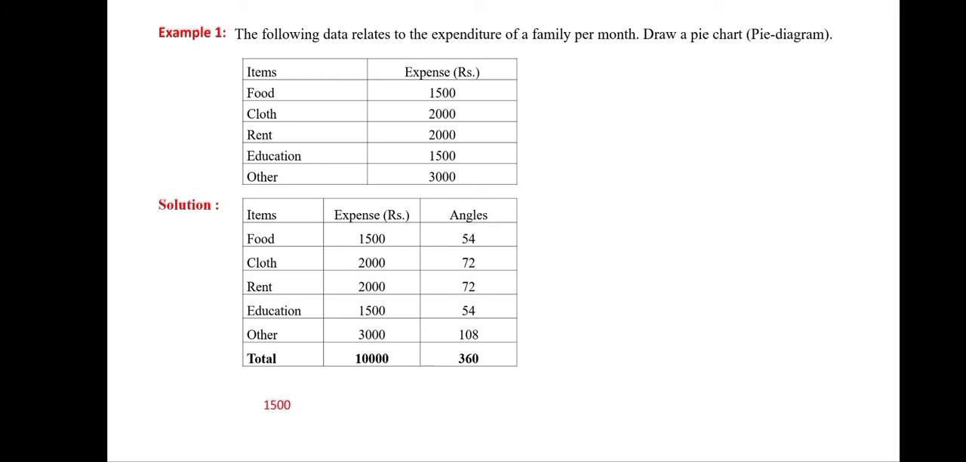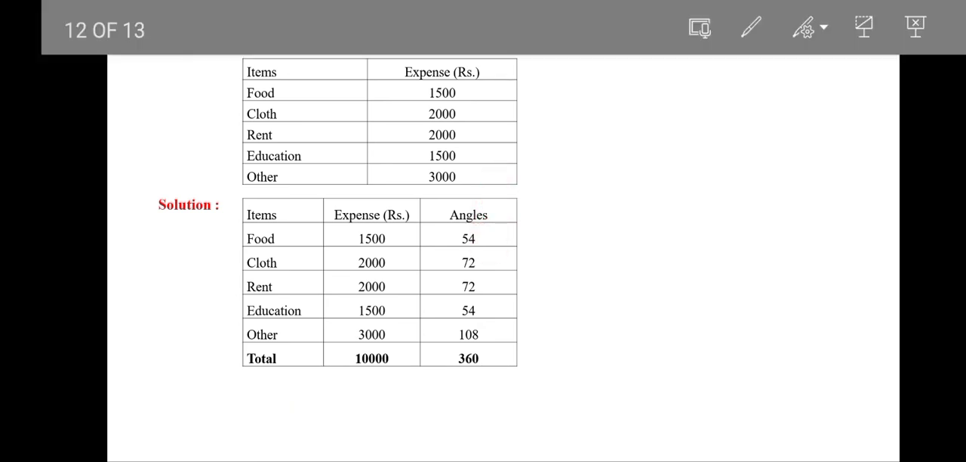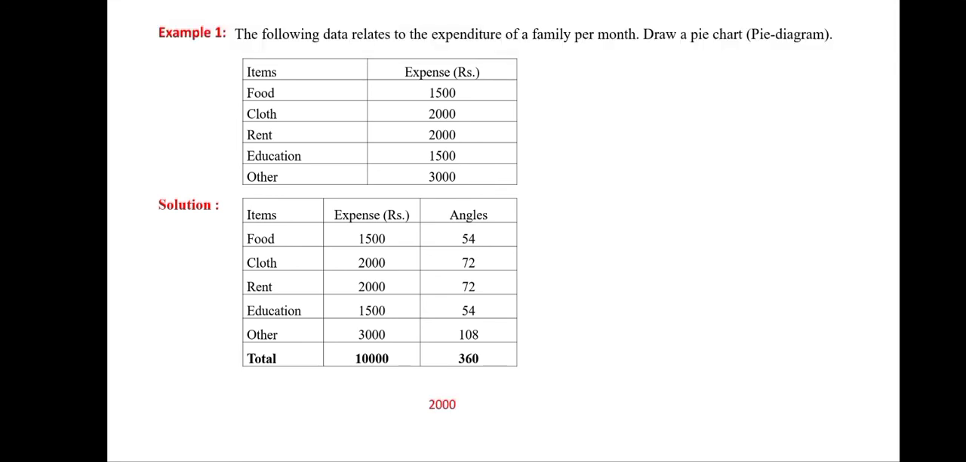Okay, so how to calculate the angle? The first one is 1500 divided by the total. Total is 10,000, multiplied by 360 degrees. We get the angle as 54. Okay. In the same way, let us see the second one, that is 2000 divided by the total, that is 2000 by 10,000 multiplied by 360 degrees is equal to 72. Okay, in the same way calculate all the angles.